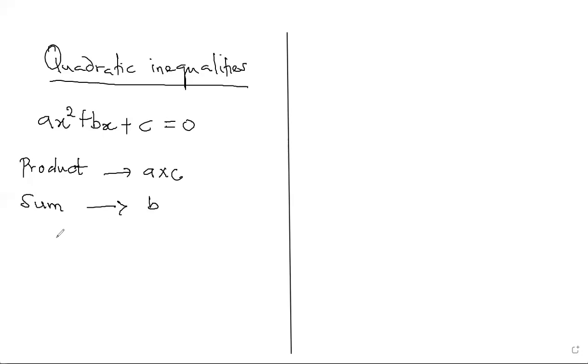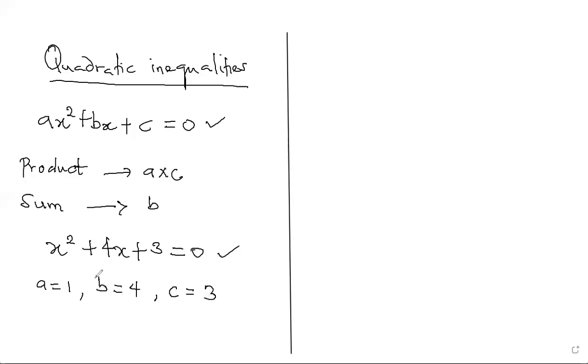So what do I mean by that? Let's say you have this equation, x squared plus 4x plus 3 equals 0. If you compare this equation with the general quadratic equation, you will see that a is equal to 1, b is equal to 4, and c equals 3. So if you want to factorize this quadratic equation, you look for two numbers that when you multiply together, give you the product of a and c, and when you add together, give you b.